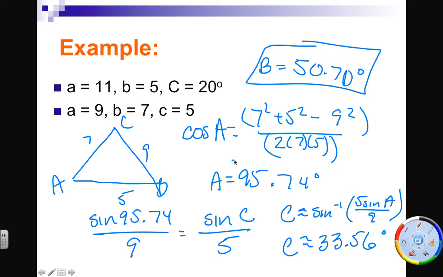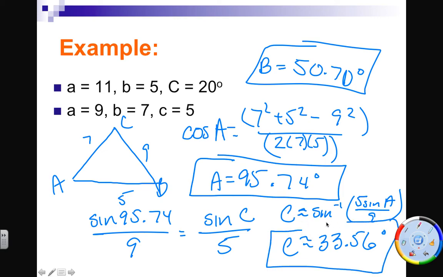And always do just a quick double check. Does that make sense? Do these three numbers add up to 180? They better, because that's how I got them. The 9 side is across from the 95, the 7 is across from the 50, and the 5 is across from the 33. So it kind of looks good.